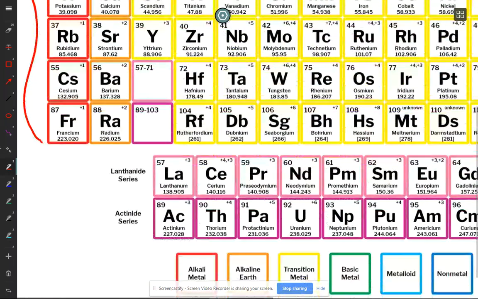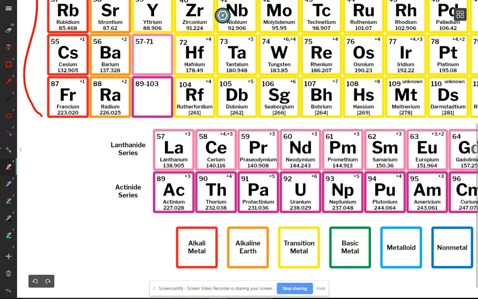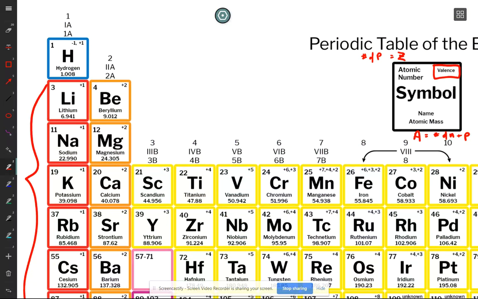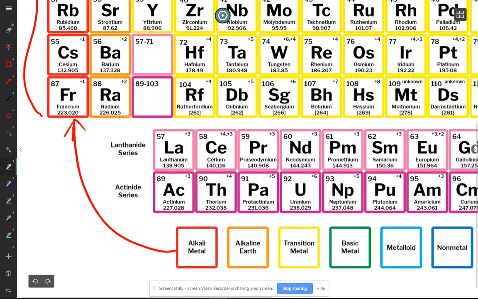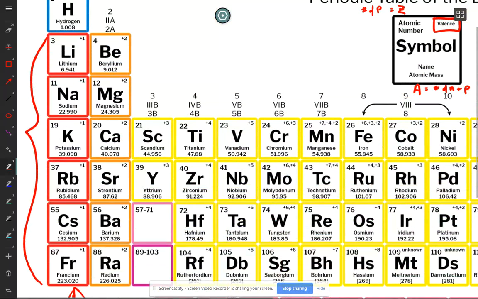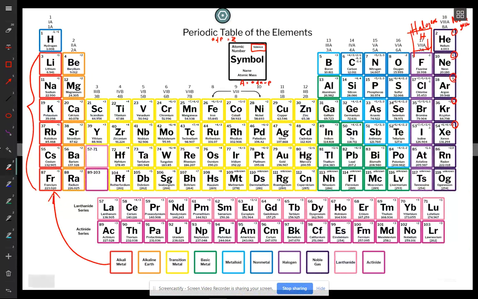Now, a last thing to note here, alkali metals, these things here, the red boxes. It's the first column or the first group of alkalis. This group is alkali earths. So you see alkali earths are the orange ones. Transition metals. The transition metals fill in, I don't have a yellow pin right now, this middle section.